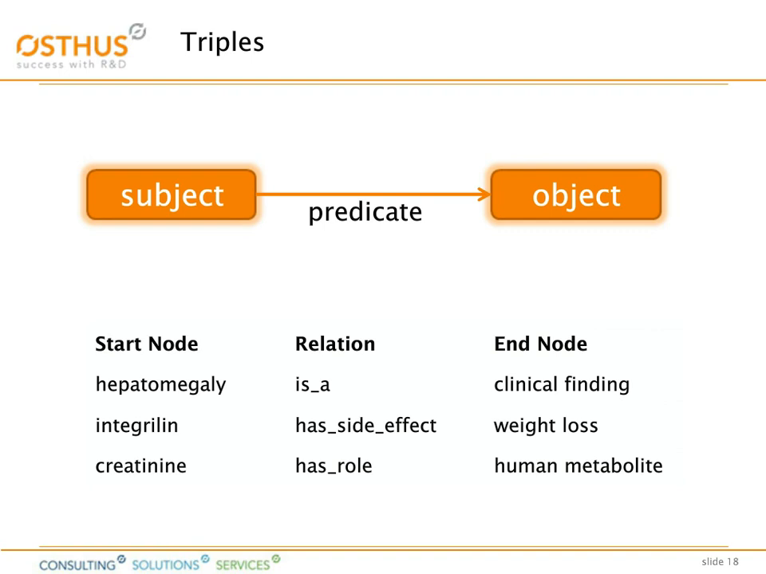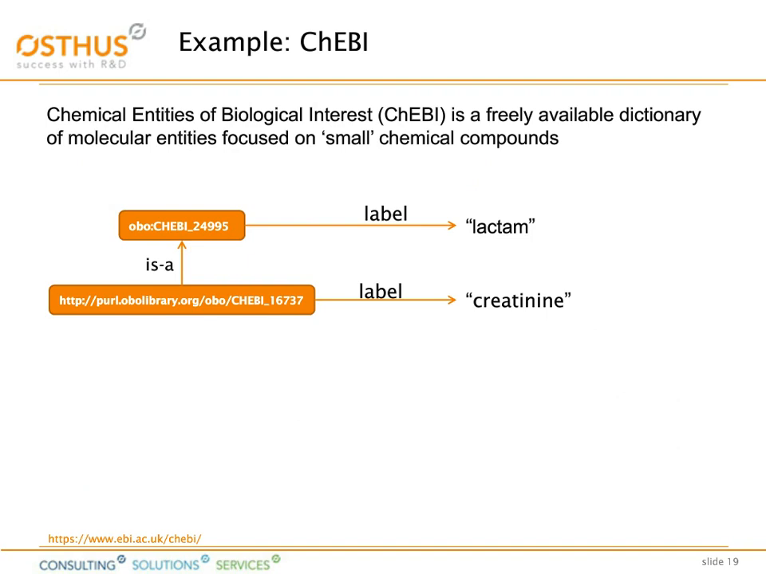And to give you a more real world example, consider the ontology for chemical entities of biological interest. This is a freely available dictionary of molecular entities. And so, for example, on this slide, I have two entities, creatinine and lactam. And creatinine is a specific type of lactam.